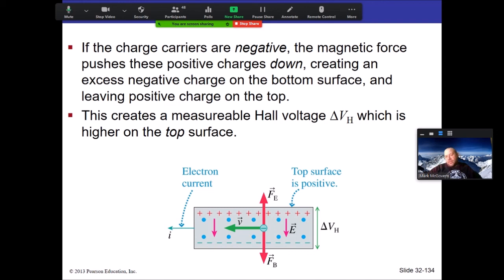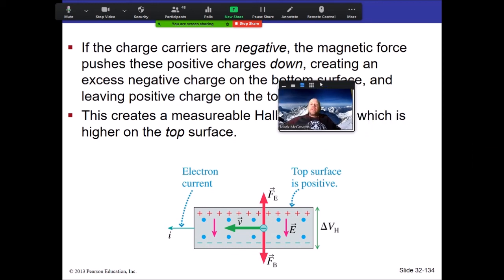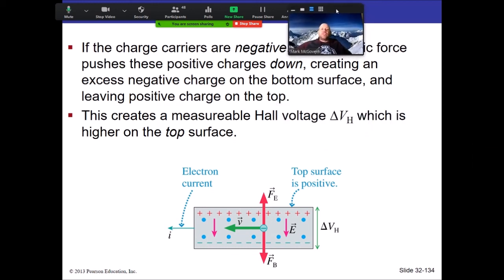And when you conduct this experiment, as you might guess, the negative charge carrier scenario is what is observed. The negative charges rest on the bottom, positives are on top. So there's a potential drop as you go from top to bottom here. We call that, again, Hall voltage.